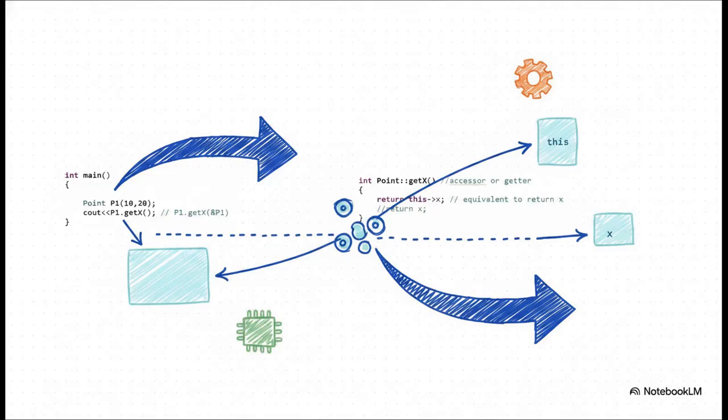So when we actually call p1.getX, the compiler secretly translates that behind the scenes. It passes the memory address of p1. Then, right inside the function definition, it intercepts that address. When we write return x, the compiler implicitly interprets that as return this->x. It's following that hidden pointer straight back to p1's specific data.